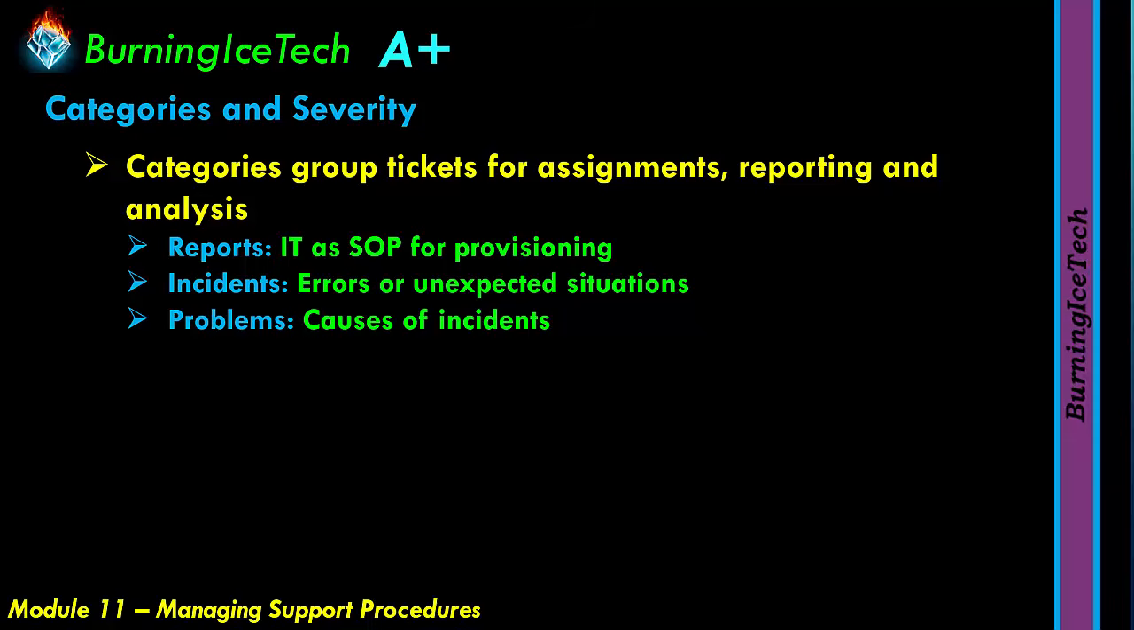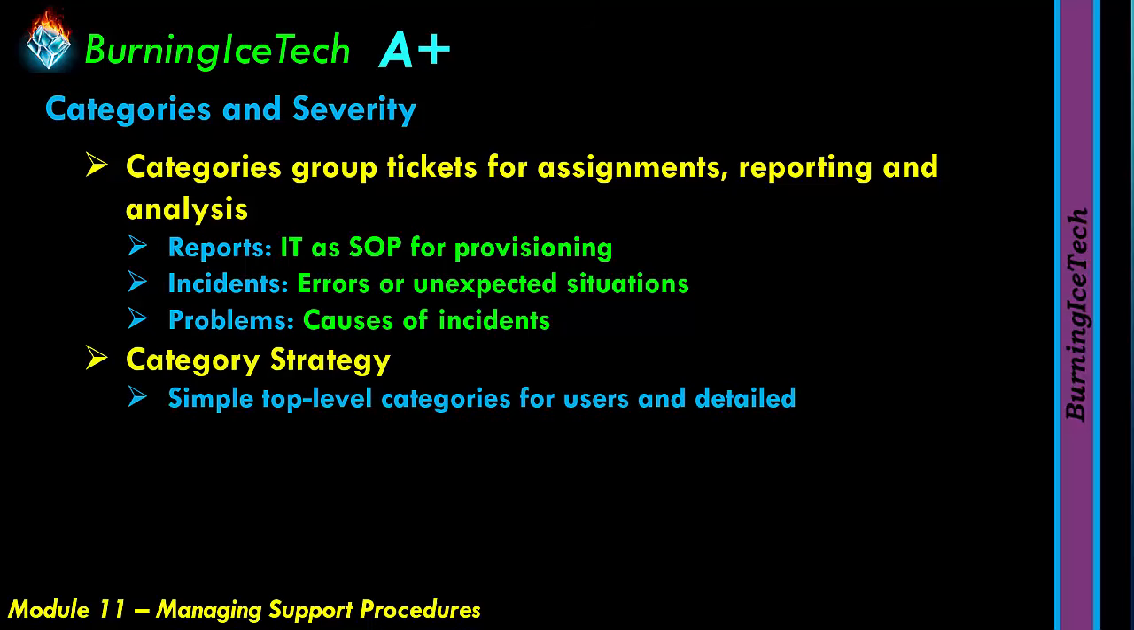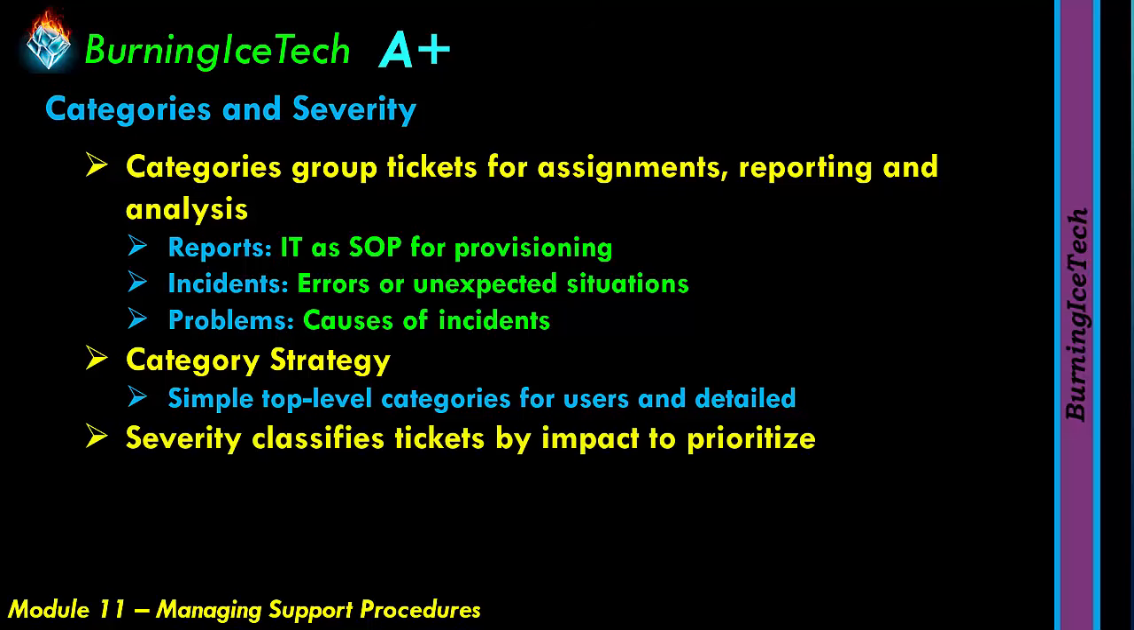Anyway, other things we can mention here under categories and severity, guys, is category strategy. So folks, this is simple top-level categories for users, and it's detailed. Then we also have the severity level, which basically just classifies tickets by impact to prioritize them. So some companies will have about 3 levels, some will have 4, some I've seen have up to 5 levels. So assuming this company has, let's say, 5 levels, we can call them level 1, 2, or 3, or low impact, medium impact, things like that, whatever. The company's got 5 levels. So if you are a user and your keyboard's maybe just not working or your mouse is not working, that's not very serious.